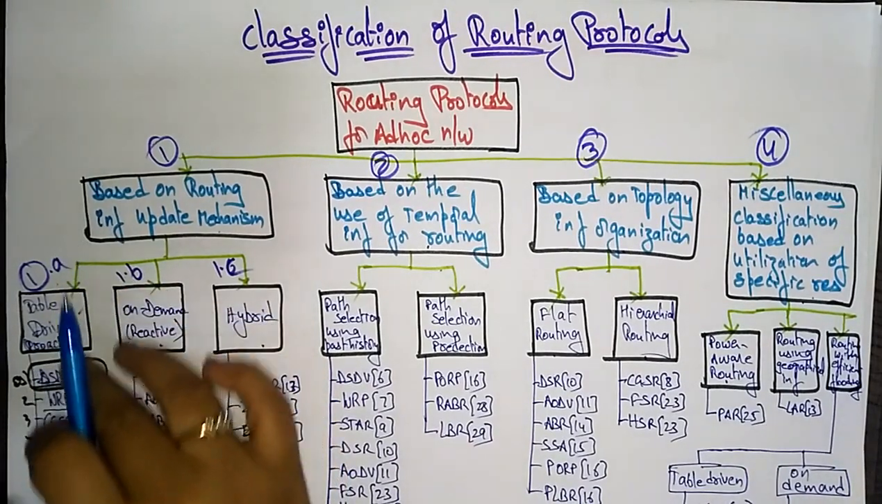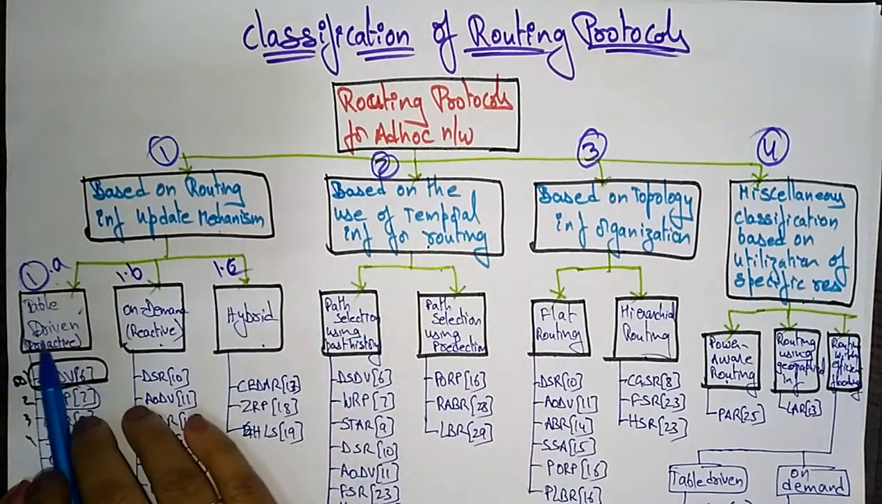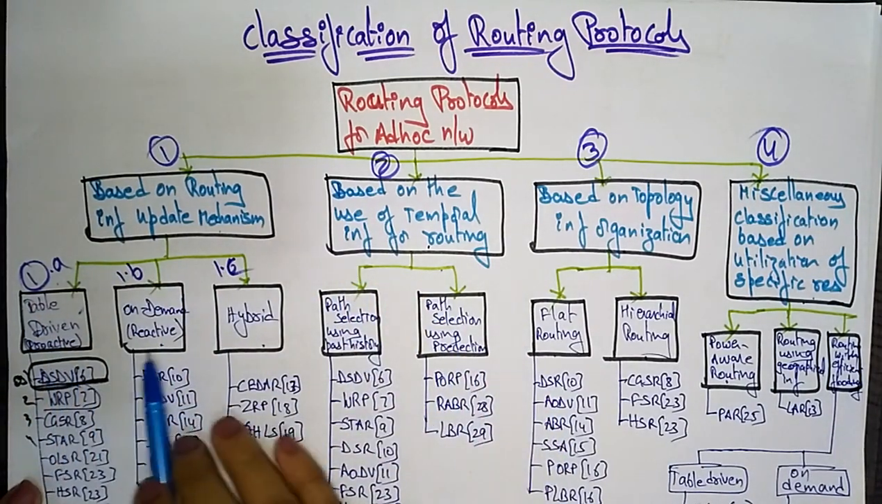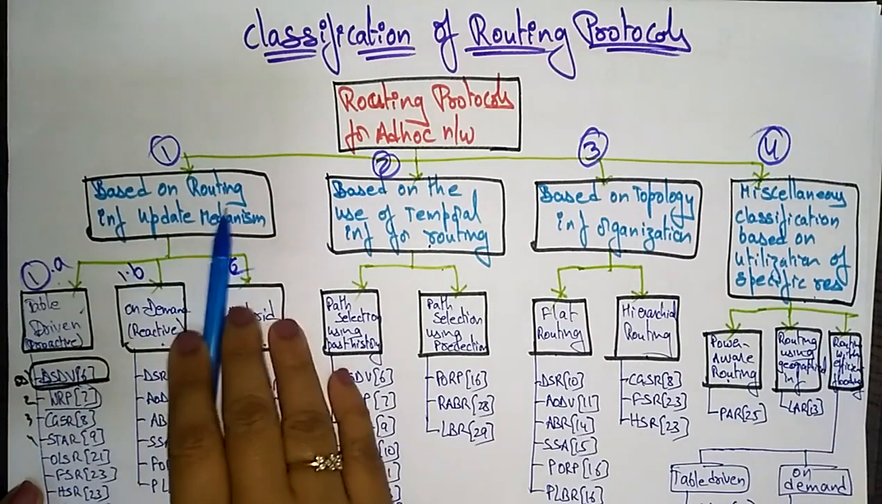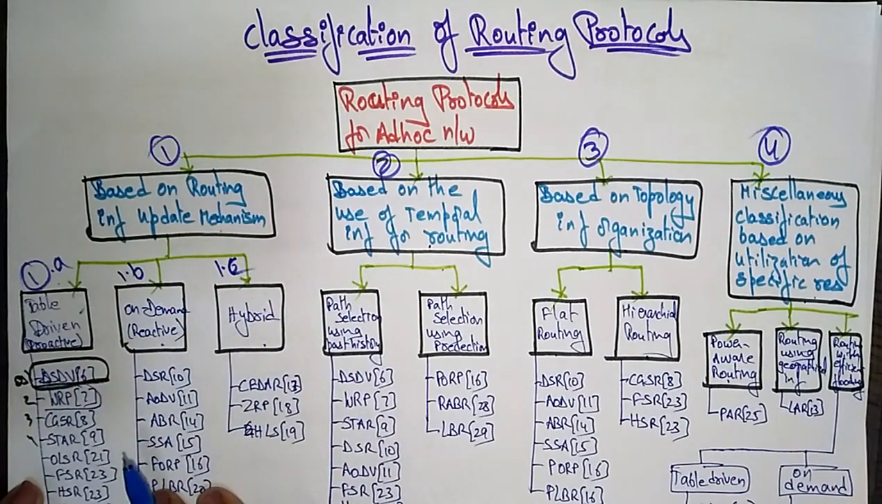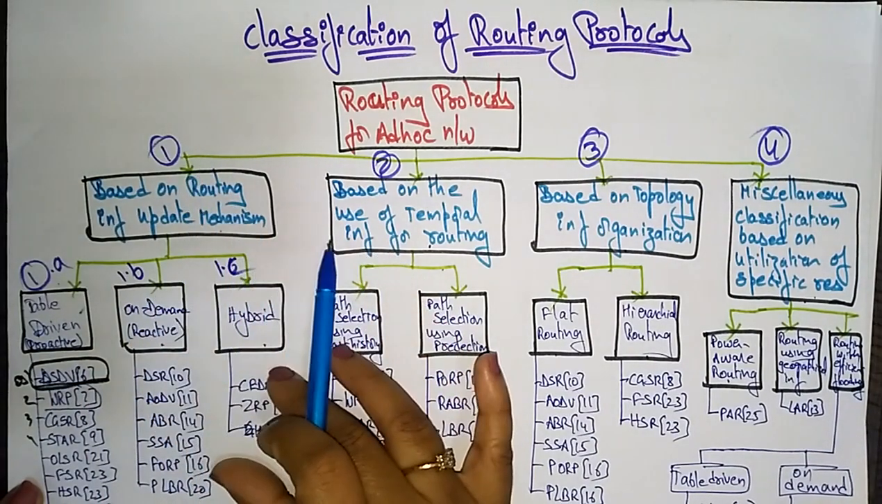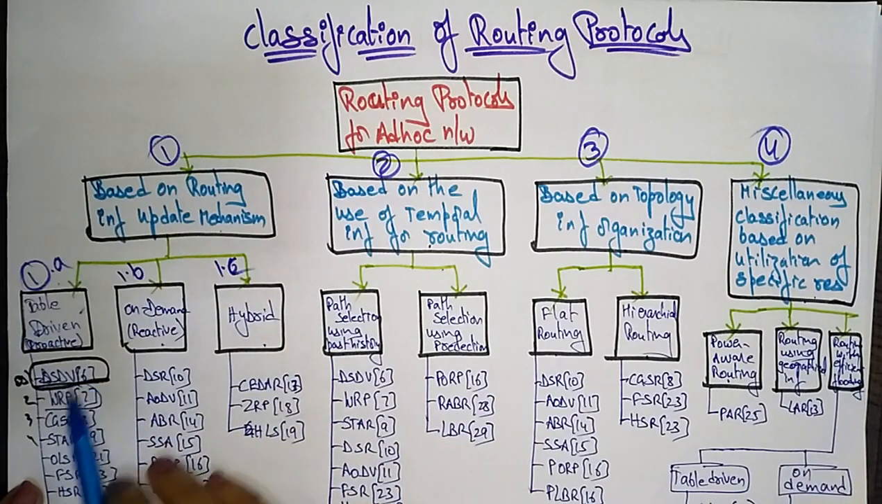In each and every protocol, I'll just take two examples. The first one is table driven, next on demand, next is hybrid. So these three come under the classification based on the routing information update mechanisms. In each protocol, we will take two examples. In the previous video, I explained about DSDV. Now let's see about WRP.